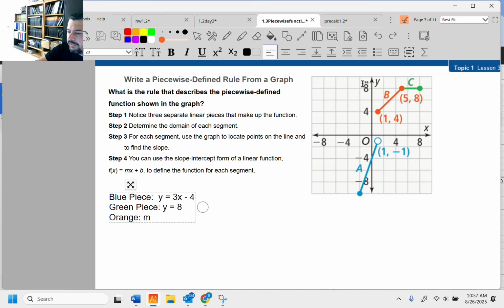I'm going to find its slope. Remember, slope is y minus y over x minus x.